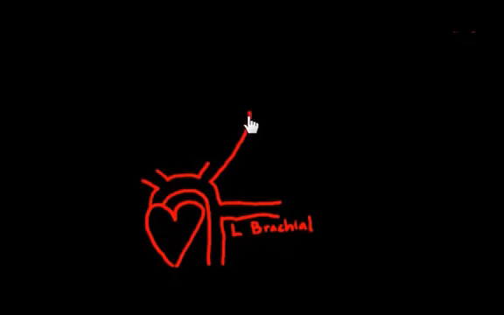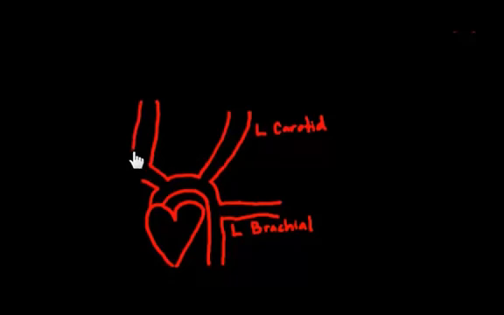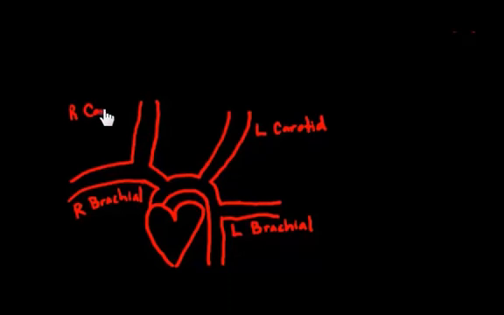I haven't been drawing these branches every single time, but this time I think it's quite helpful to see. We've got here the left brachial artery going out to the left arm. And we've got the left carotid artery here. And again, I'm writing left and right from the perspective of the person whose heart this is. And you've got here the right carotid artery and the right brachial artery. So this is blood going to the right arm. And we've got blood going to the right neck.